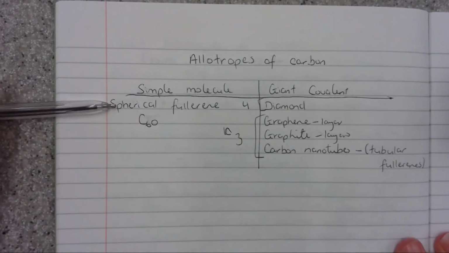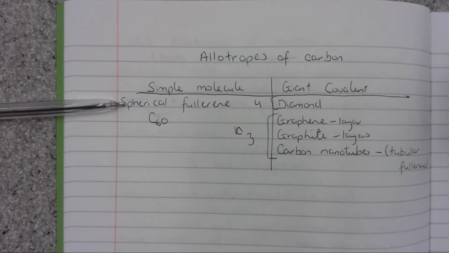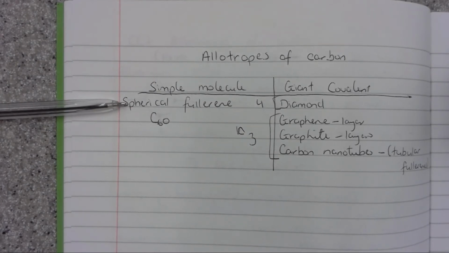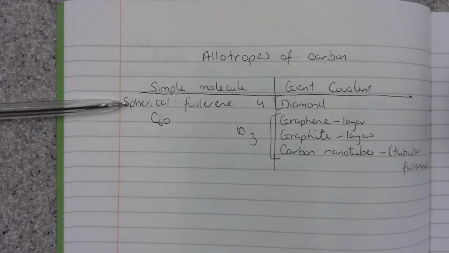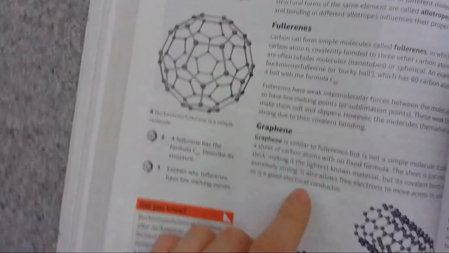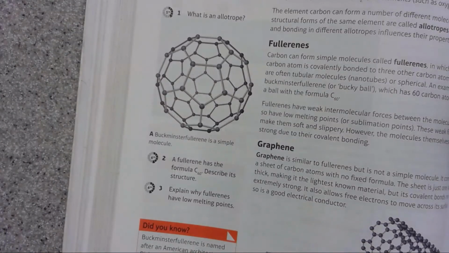If we look across at our spherical fullerenes, they are simple molecules, so they have the properties of simple molecules. If you remember simple molecules, we saw that you had weak intermolecular forces between molecules. Spherical fullerenes are the same. That means you're going to have a relatively low melting and boiling point in your spherical fullerenes. Spherical fullerenes are also very poor conductors of electricity.